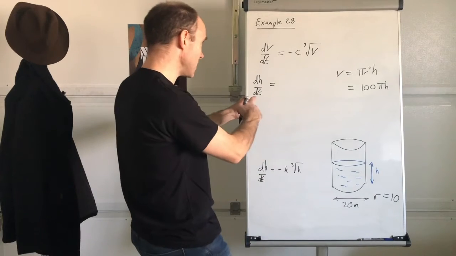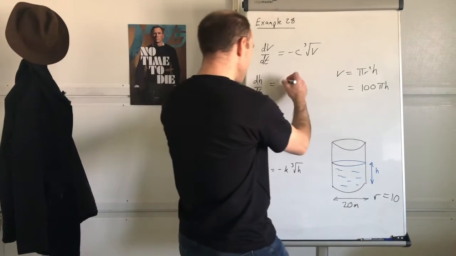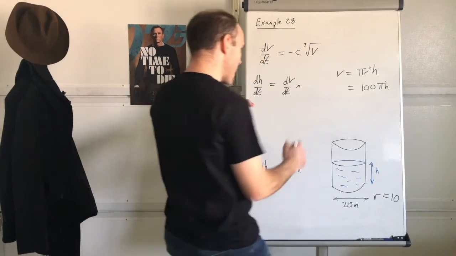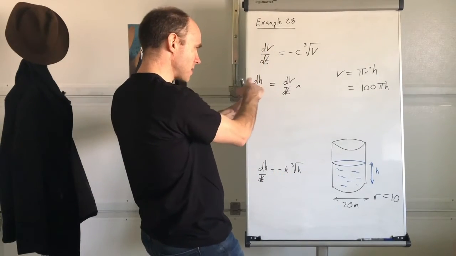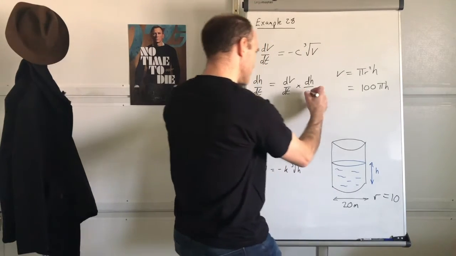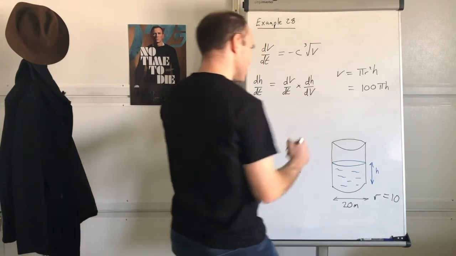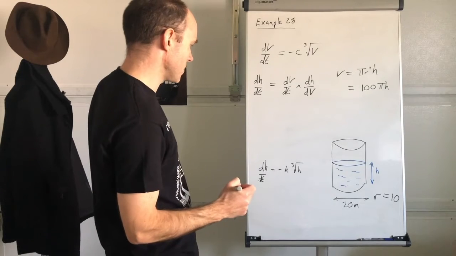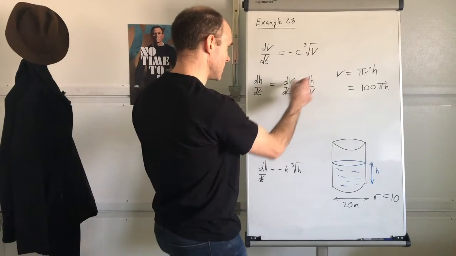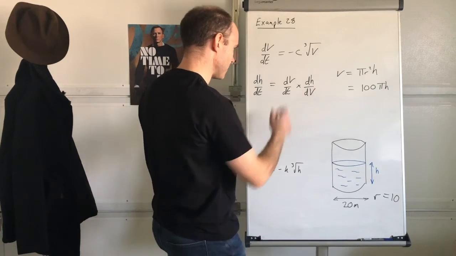Okay, so dH/dt, now we've got dV/dt, okay? And what that means is we're going to have to multiply that by something to get dH/dt. Obviously we need the dH on top, and we're going to have the dV's cancelling, aren't we? Yeah, so there we go. We're going to have that, aren't we? Yeah, makes sense? So you've got dH/dt left there, okay?